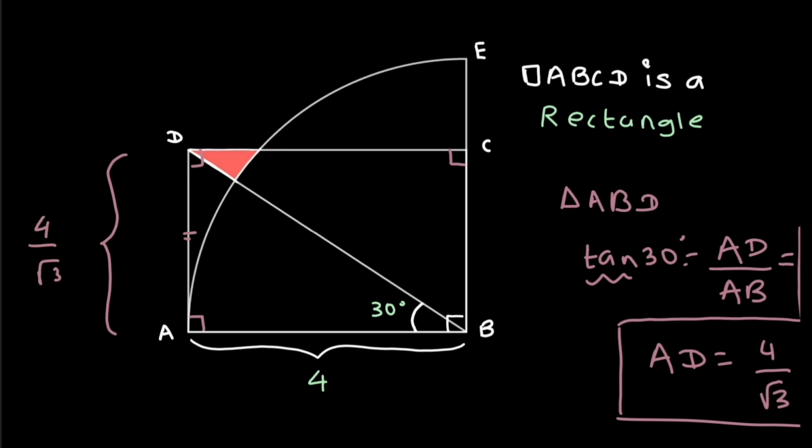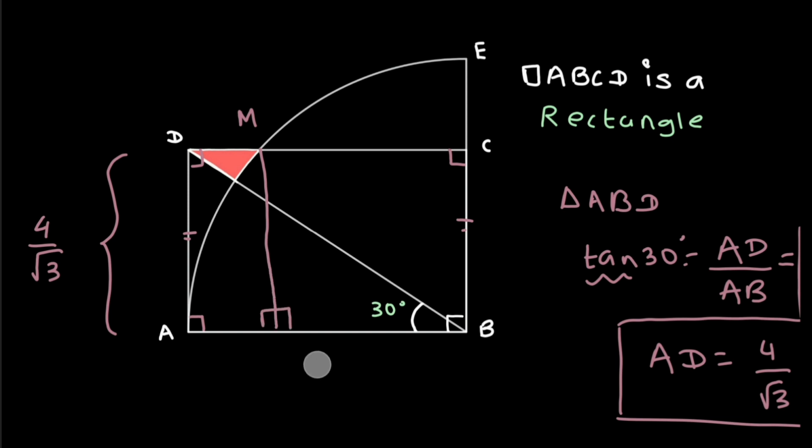So if this length is 4 upon square root of 3, this length would also be equal to 4 upon square root of 3. Now let this particular point be labeled as the point M. Now I will draw a line segment MP that is perpendicular to the base radius of this quarter circle. Remember that the radius of this quarter circle is 4. So I have constructed a line segment MP that is perpendicular to the base of this quarter circle.